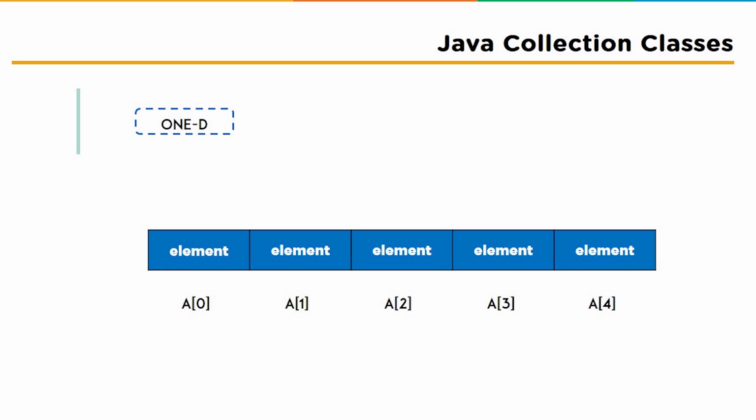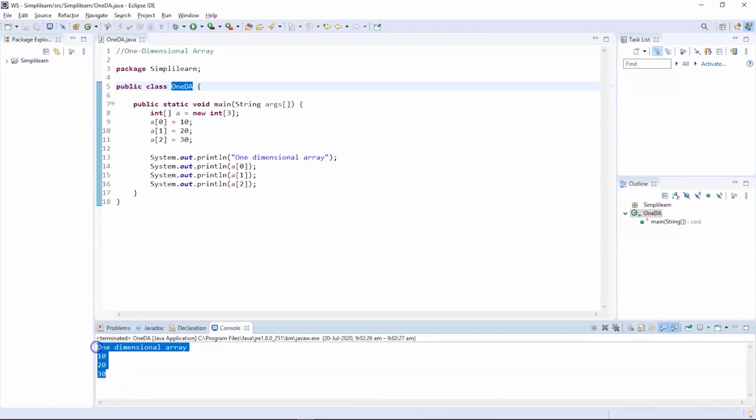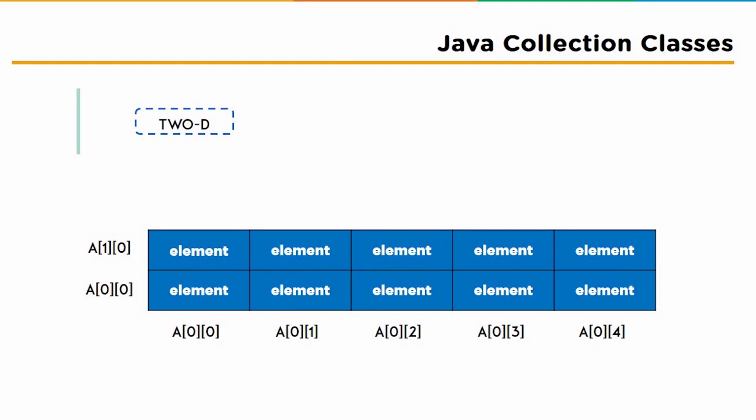To understand one-dimensional arrays in a much better way, let's go through a sample program. You can see the program written on my screen is an example for a one-dimensional array, and we are going to store the elements 10, 20, and 30 into my array A. You can see the program has been successfully executed and the elements have been added into my one-dimensional array. Moving further, we will discuss the two-dimensional arrays.